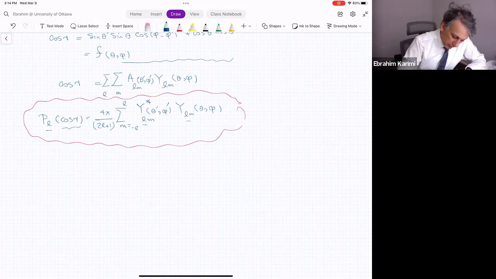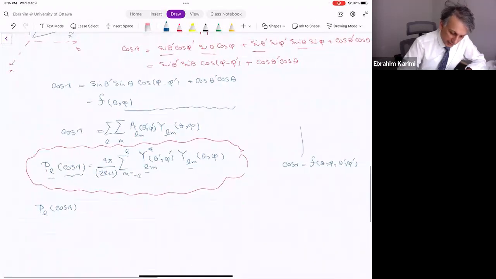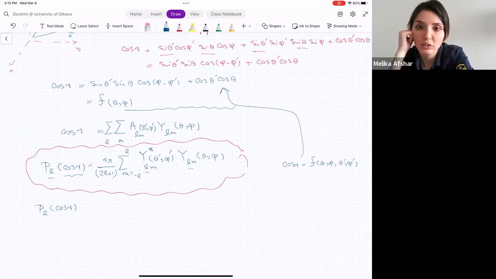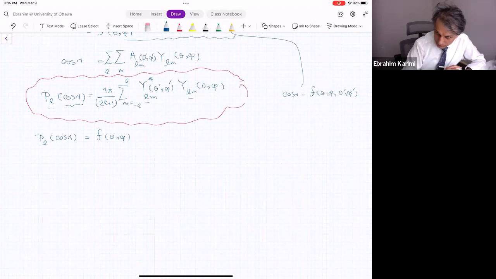Look at the expansion. So if you remember, that is P_L of cosine of gamma, right? What was the gamma? We discussed that the cosine of gamma is a function of theta, phi, theta prime, and phi prime. All right? And we just discussed that. It's given by this expression. All right? Yes. So then we say that this is, in any case, a function of theta and phi. All right? Yes. Then you do the expansions.